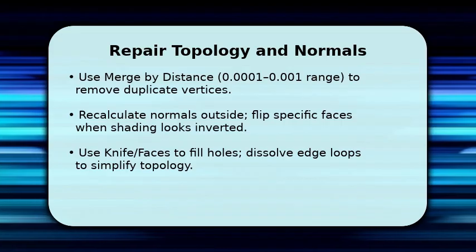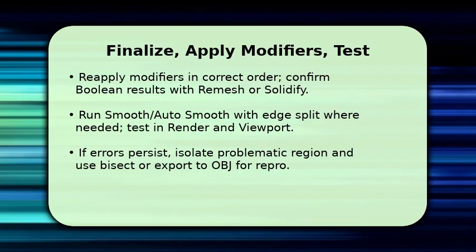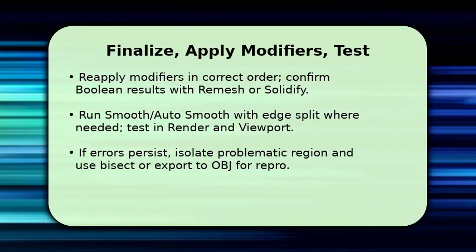You finish by applying and testing changes so the mesh is production ready. Reapply modifiers in the proper order. For Boolean operations, use a remesh or solidify pass to avoid loose geometry. Next, set smooth shading plus auto smooth or edge split to preserve hard edges while keeping smooth surfaces.